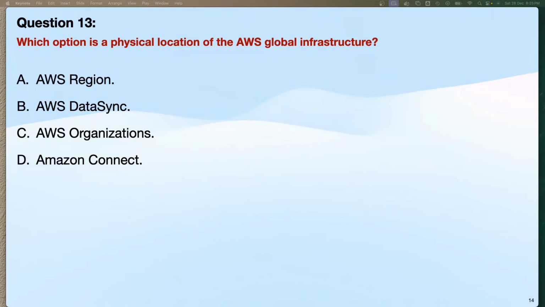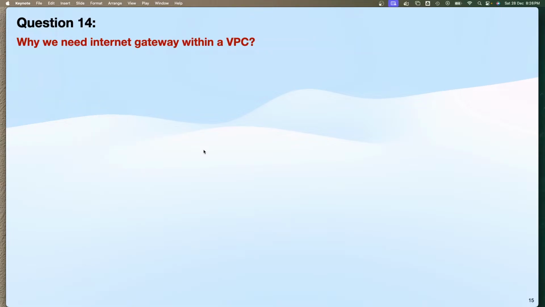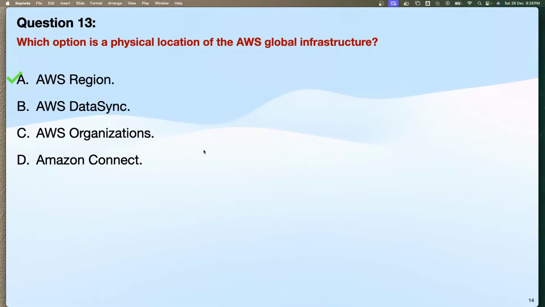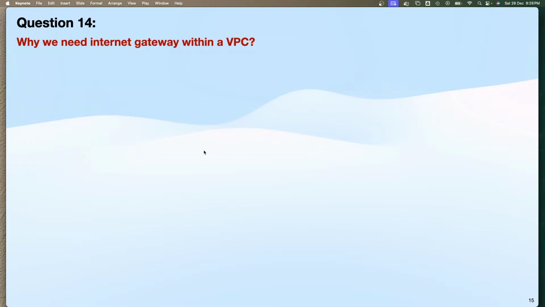Amazon Connect, just to let you know, note this service. Amazon Connect is a call center backend supporting service, where we can have customer relationship management. That is Amazon Connect. So for 13 the answer is A. So now let me go to 14th question.